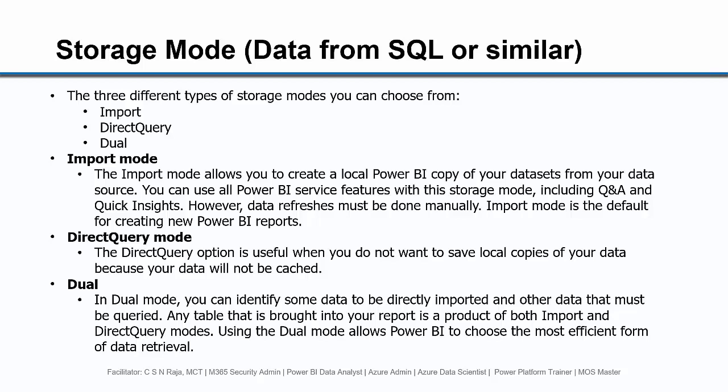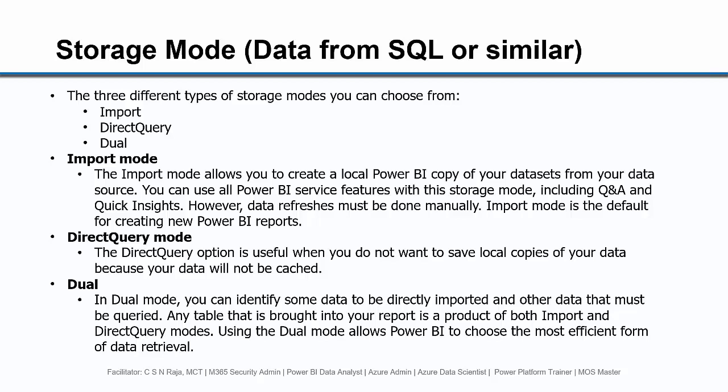The direct query option is useful when you do not want to save local copies of your data because your data will not be cached. For security reasons, many organizations prefer to keep the data in the SQL Server and show only the results in the reports. There is yet another mode called dual mode, in which you can identify some data to be directly imported and other data that must be queried. Any table that is brought into your report is a product of both import and direct query modes. Using dual mode allows Power BI to choose the most efficient form of data retrieval.